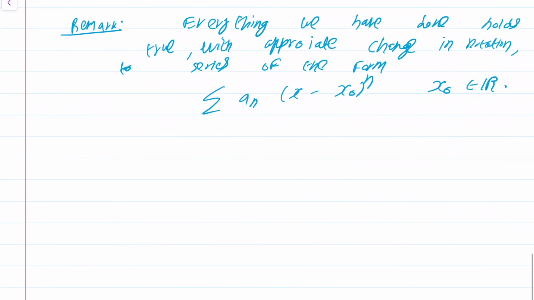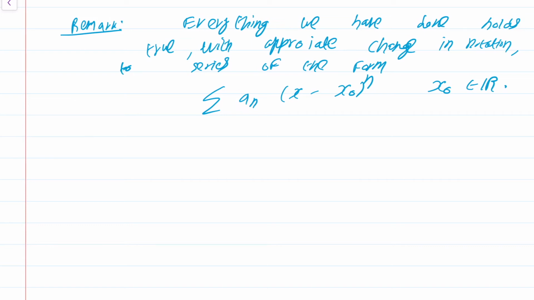We have concentrated on series at 0 because there is essentially nothing that is lacking in our approach. Everything that we have said generalizes in an easy manner, so why not just do it for the easier case and leave the notational changes to the student.